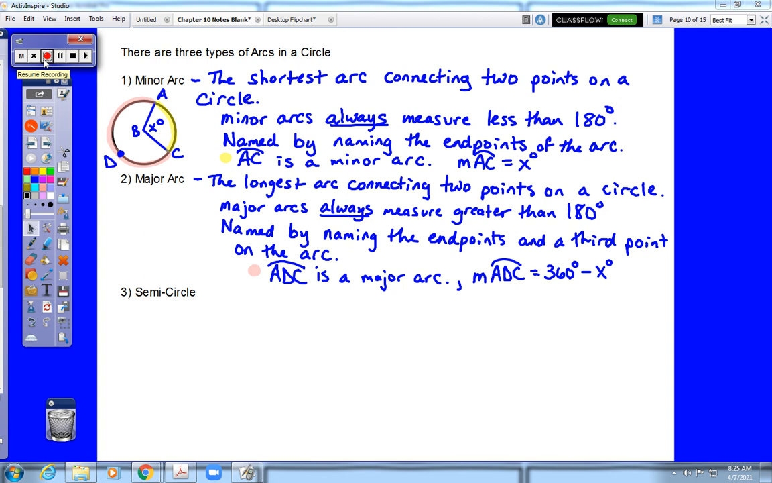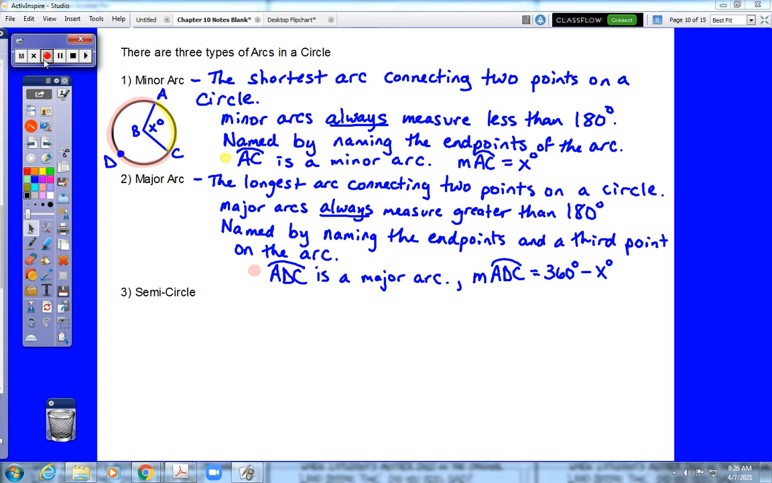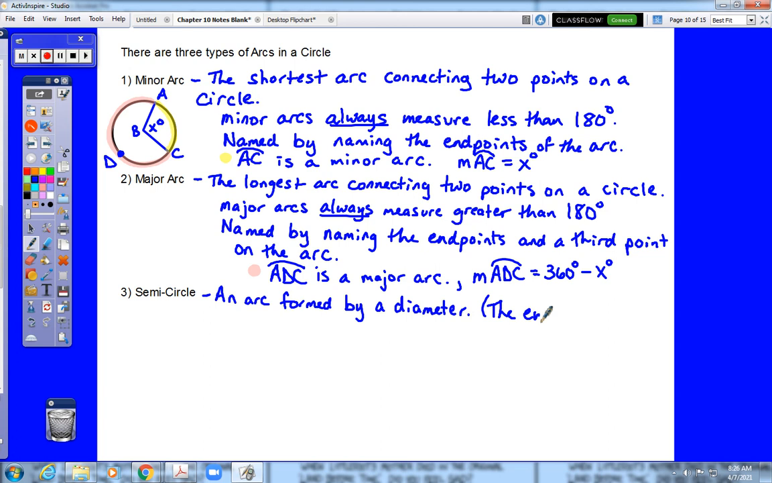So that raises an obvious question, and that is, okay, what if the arc is 180 degrees? Well, that's something we should already be familiar with. That is a semicircle. A semicircle is an arc formed by a diameter. Okay, in other words, the endpoints of the arc are the diameter.